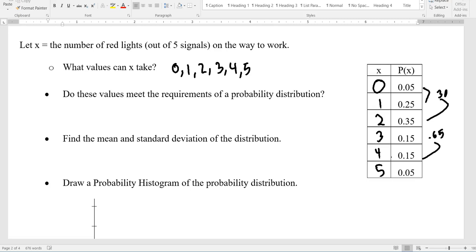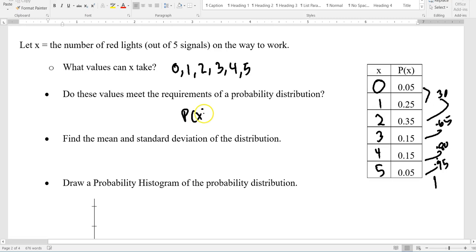This would make 70, 80. Did I miss something? Oh. This would make 65. This would make 80. Now we're good. I don't know why this is doing this. Then 80 and 15 would make that 95. And then that would make it add up to 1.